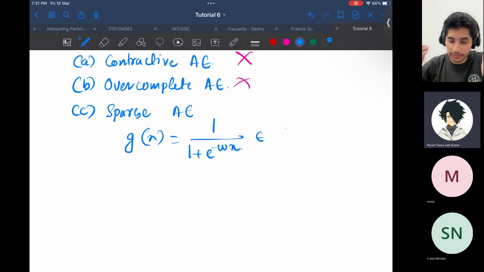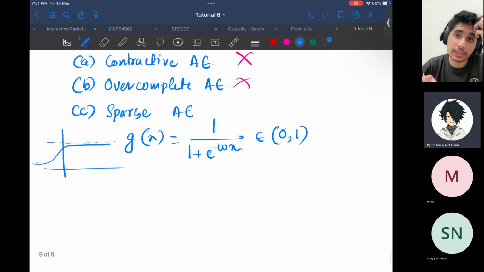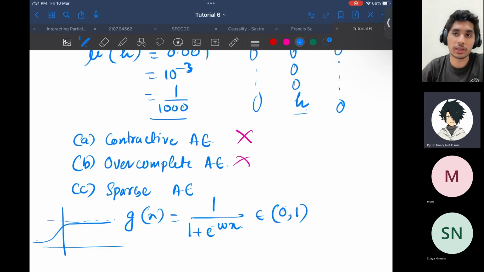As we have been seeing, I have drawn this diagram a lot of times, but we should remember that the logistic function looks something like this. So we know that it belongs to 0 comma 1, right? This is one autoencoder that enforces the representations to be between 0 and 1. That we are sure of, right? Since the values are between 0 and 1, it is possible that your activations are small.